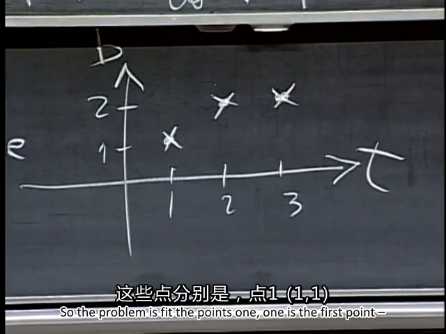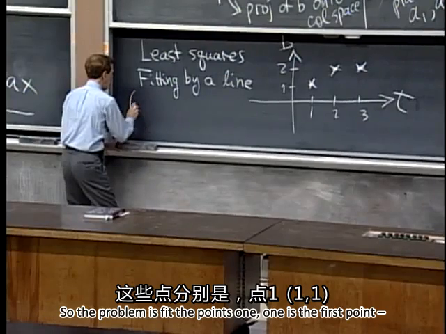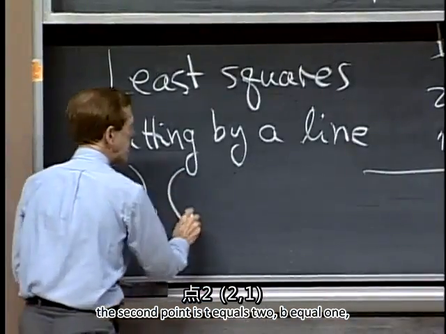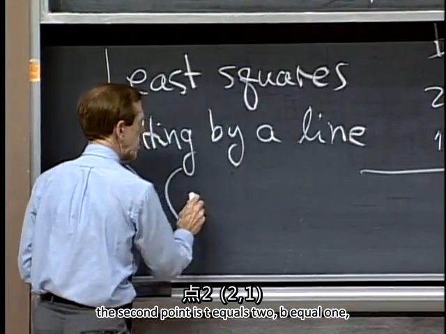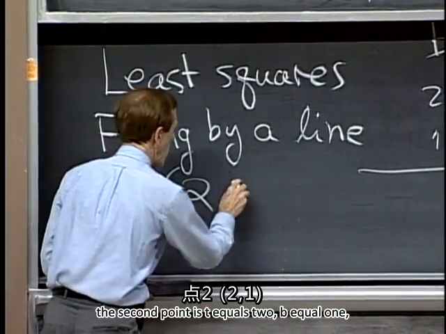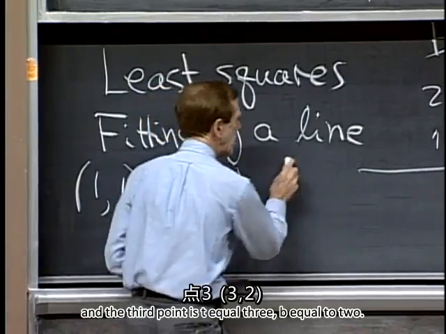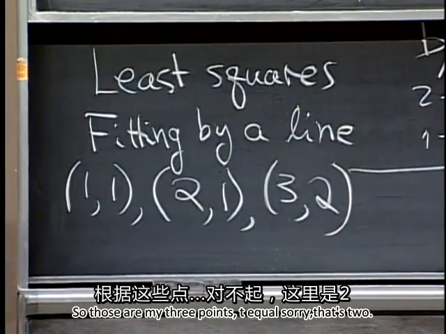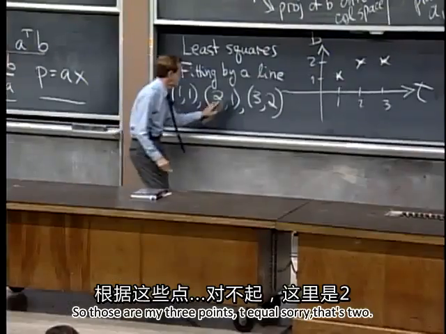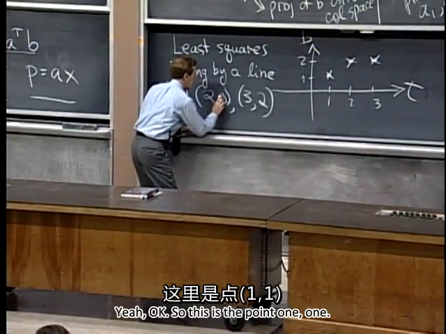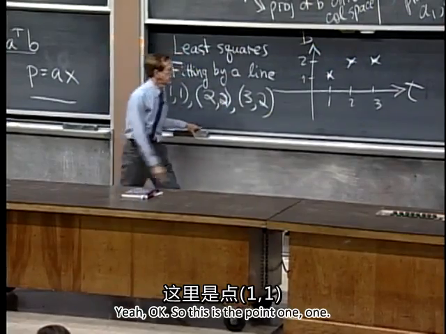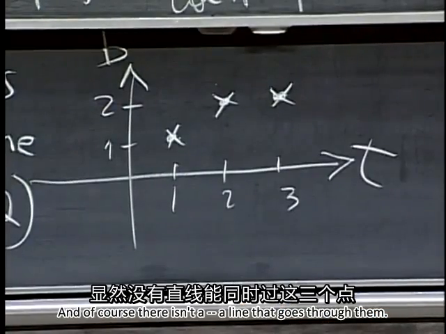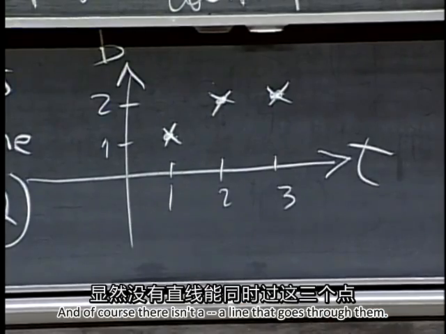So the problem is to fit the points. The first point is t equals 1, b equals 1. The second point is t equals 2, b equal 2. And the third point is t equals 3, b equal to 2. So those are my 3 points. This is the point 1, 1. This is the point 2, 2, and that's the point 3, 2. And of course, there isn't a line that goes through these.